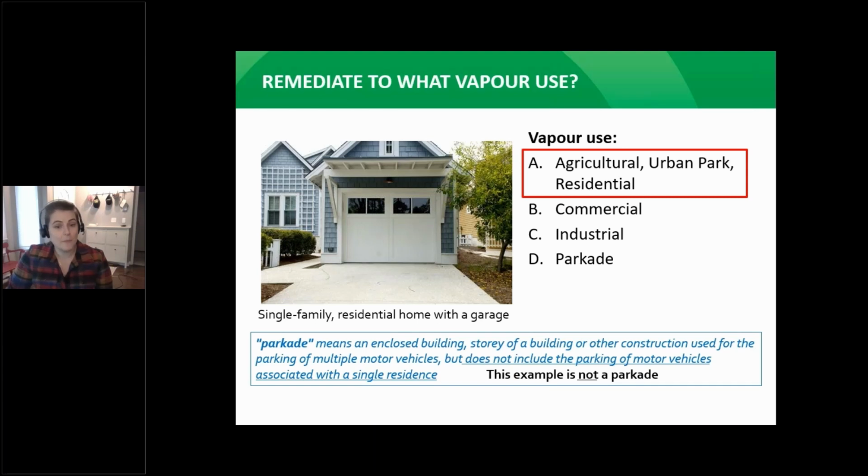The answer is not parkade because, as defined in the CSR, a parkade is specific to an enclosed building that is a parkade structure and does not include parking associated with a single residence. The basis of the parkade standards relies on higher ventilation rates and a less frequent exposure scenario than a residential homeowner. Next slide, please.